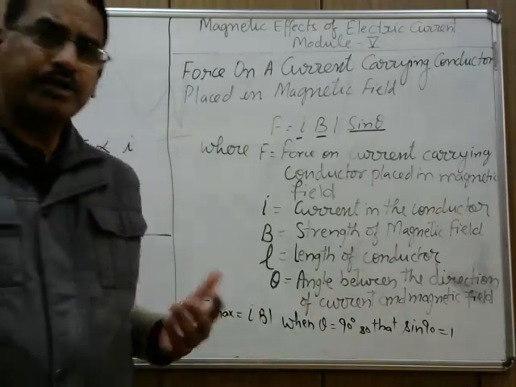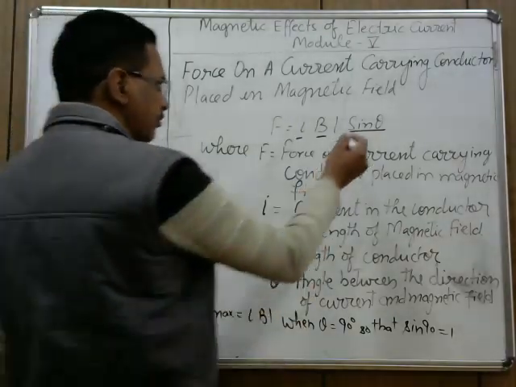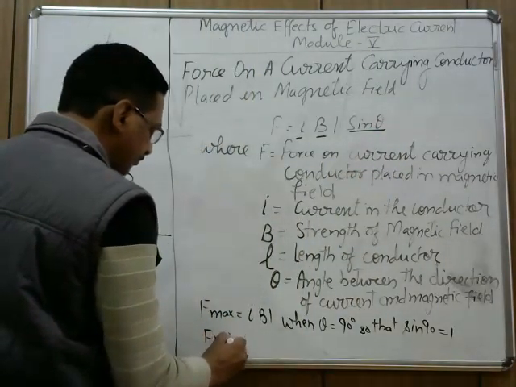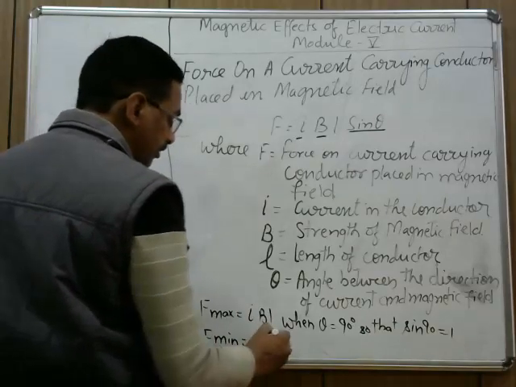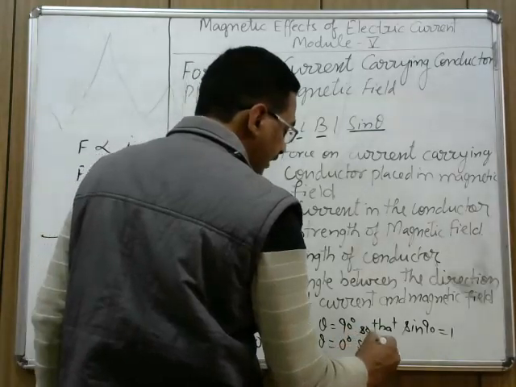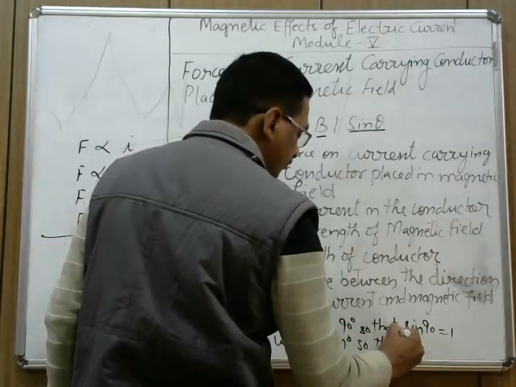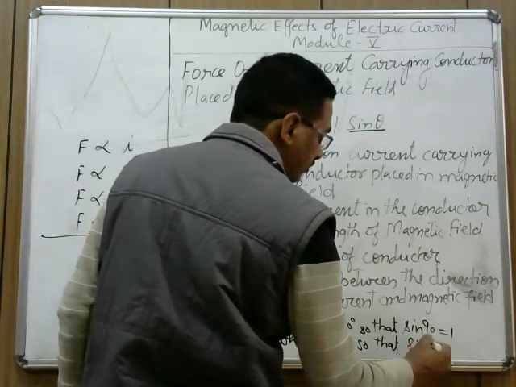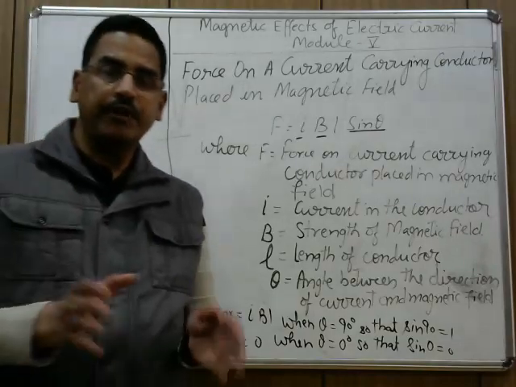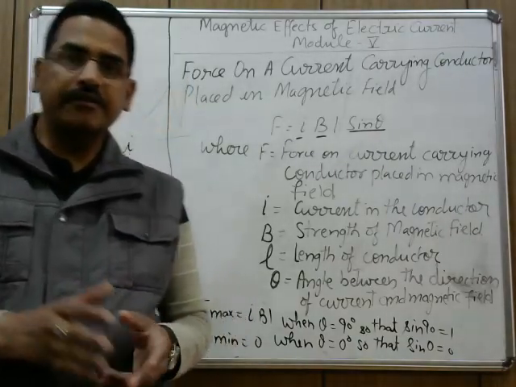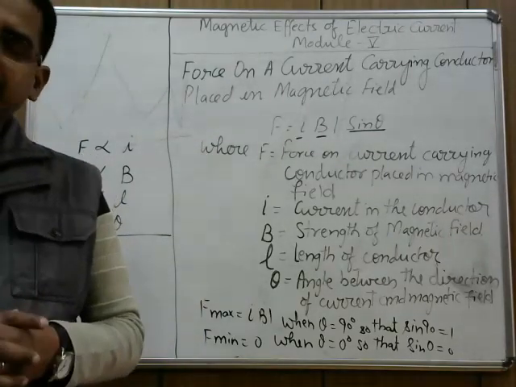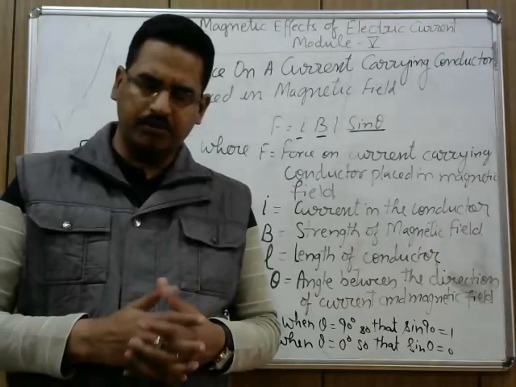Next is when the force is minimum. As you know, the minimum value of sin theta is 0. So F minimum will be 0 when theta is 0 degrees, so that sin 0 is 0. What does it mean? It means when the direction of current is making an angle of 0 degrees with the direction of magnetic field, then the force will be 0.